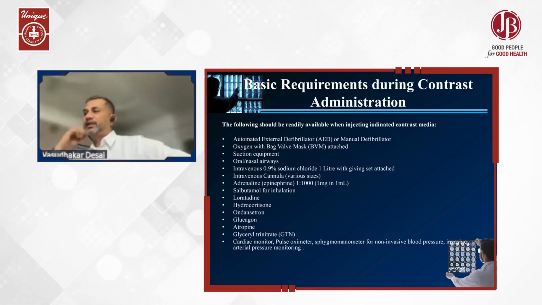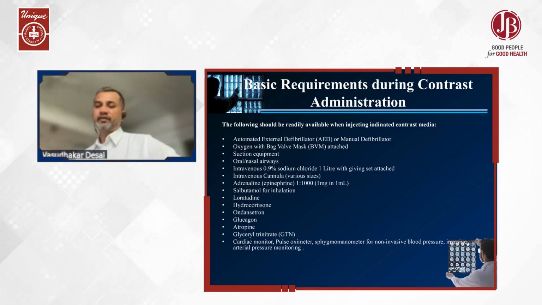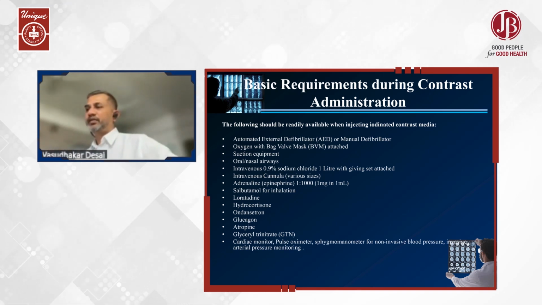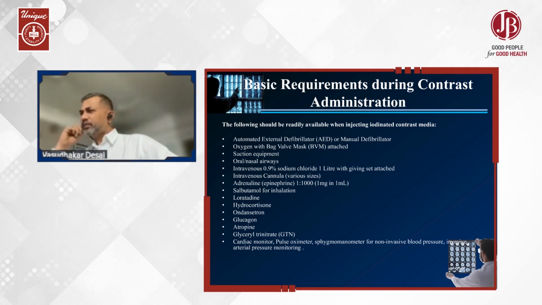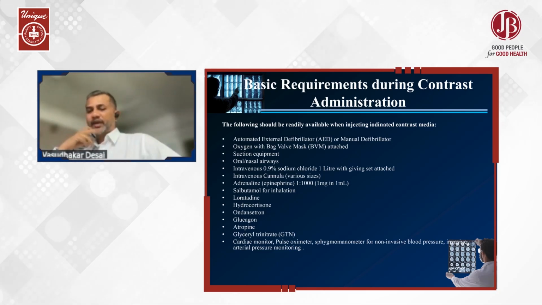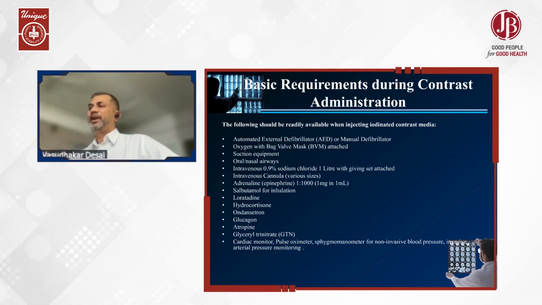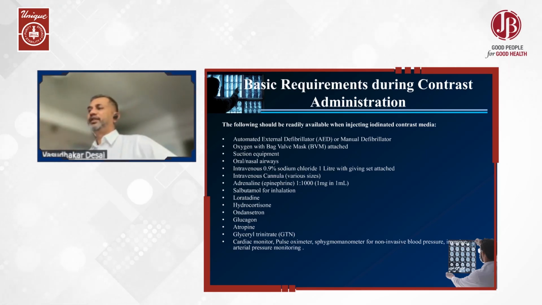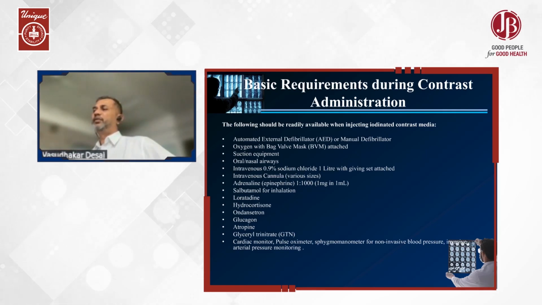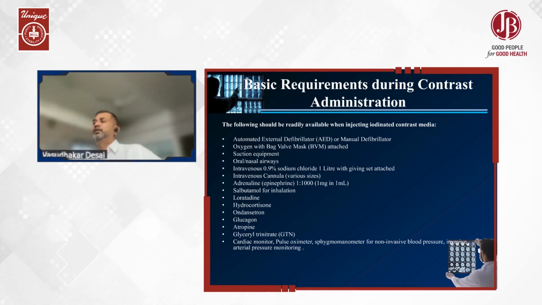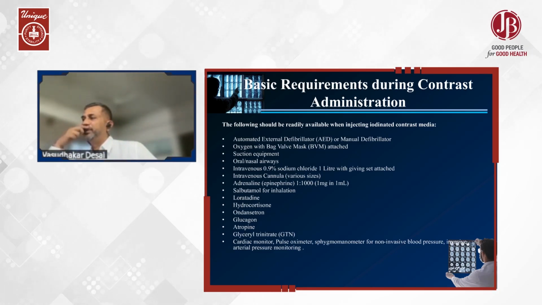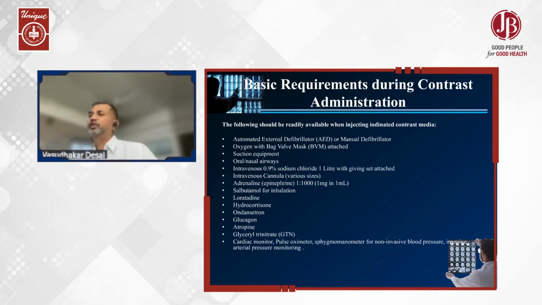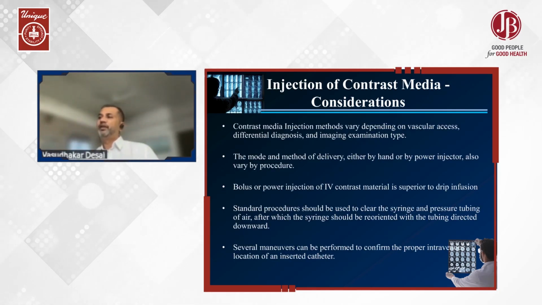inflammation and allergic reaction, ondansetron for nausea and vomiting, glucagon for hypoglycemia, atropine for bradycardia, and glyceryl trinitrate to increase blood supply in chest pain. And of course, a cardiac monitor, pulse oximeter, non-invasive BP, and invasive pressure monitoring should all be available. Next slide.